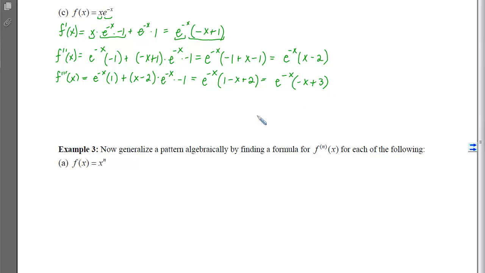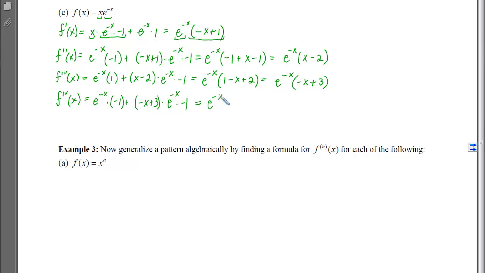Now some of you may see a pattern already, some of you may not. So let me go one more time to see if the pattern becomes more obvious to everybody. We have our first one times the derivative of our second plus the second times the derivative of the first.